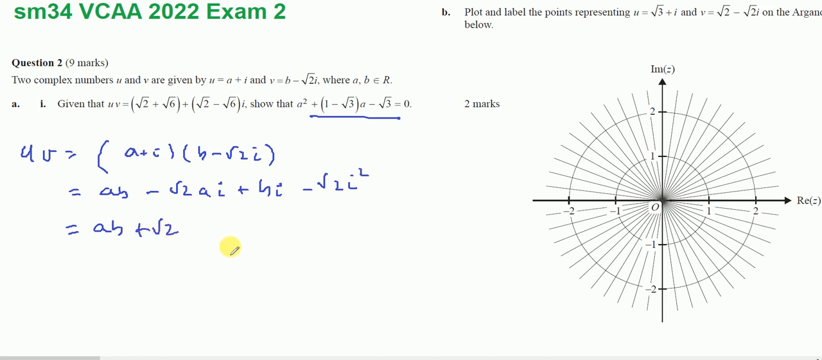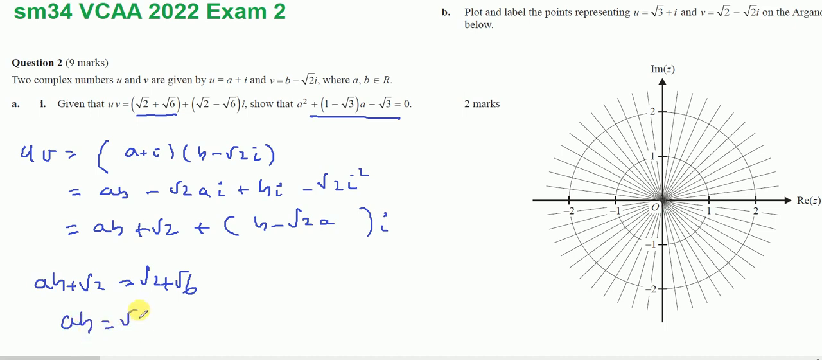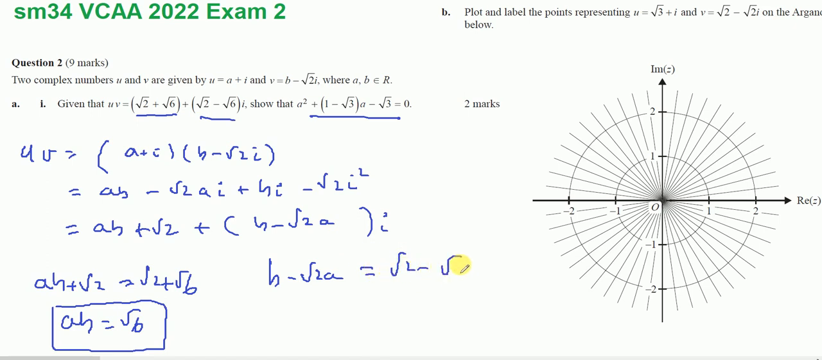plus root 2, plus, in relation to i's, b minus root 2a. And since I know that this is the real component, ab plus root 2 has to equal root 2 plus root 6. Therefore, ab has to equal root 6. That's one thing that I know. And that b minus root 2a has to equal root 2 minus root 6.